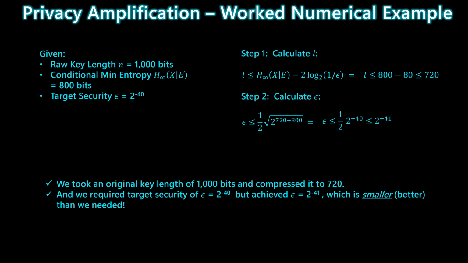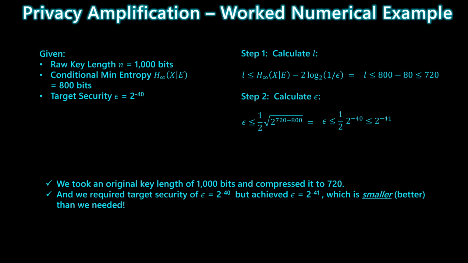In the second step, we take the same numbers and evaluate how close the final key is to perfect randomness. When we plug the 720-bit output into the security expression, we find that the actual distinguishing advantage is bounded by epsilon equal to 2 raised to the negative 41st power. This is even smaller than the 2 raised to the negative 40th power that we initially required. So our final key is not just secure enough, it is slightly stronger than the threshold we imposed.